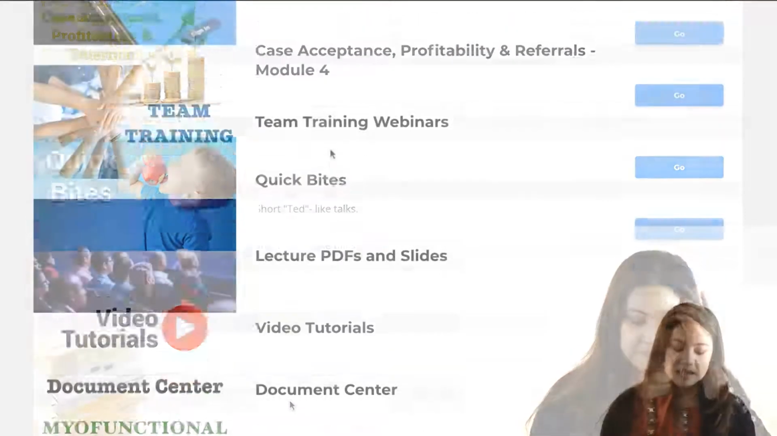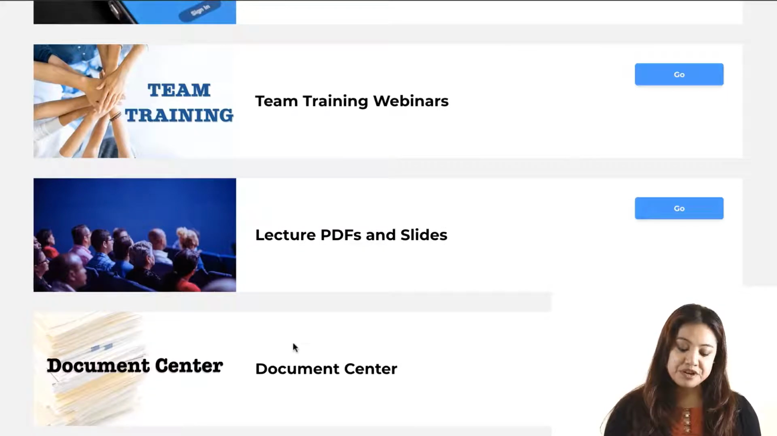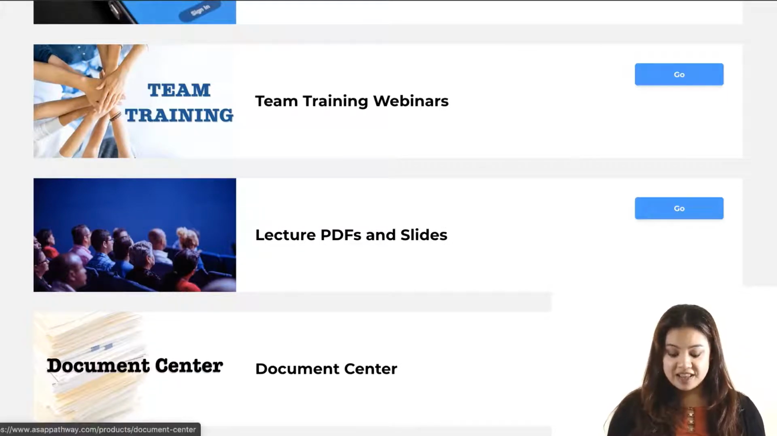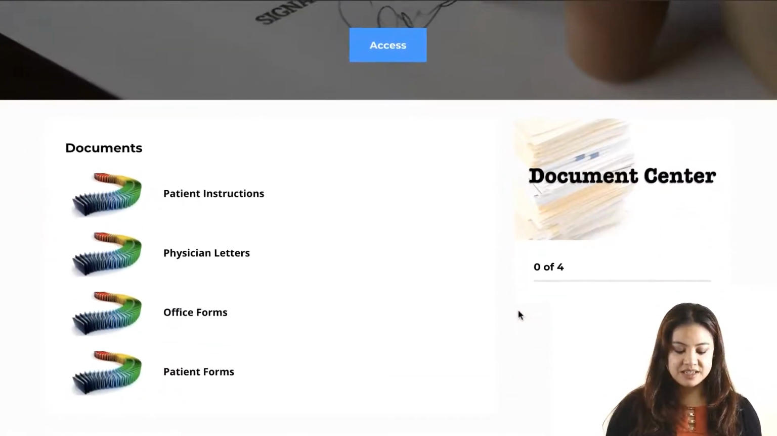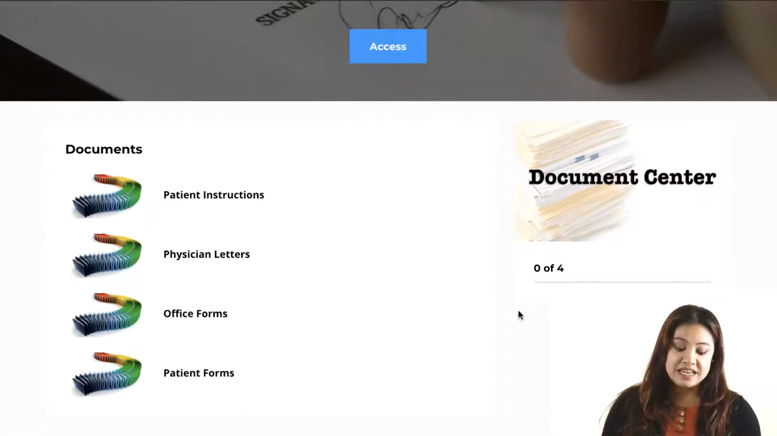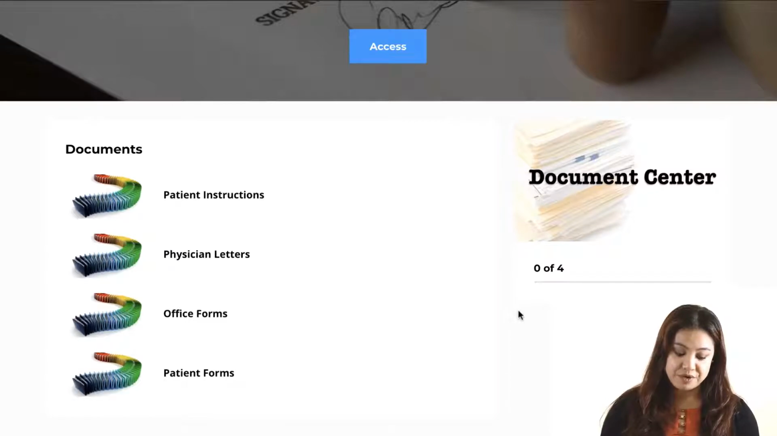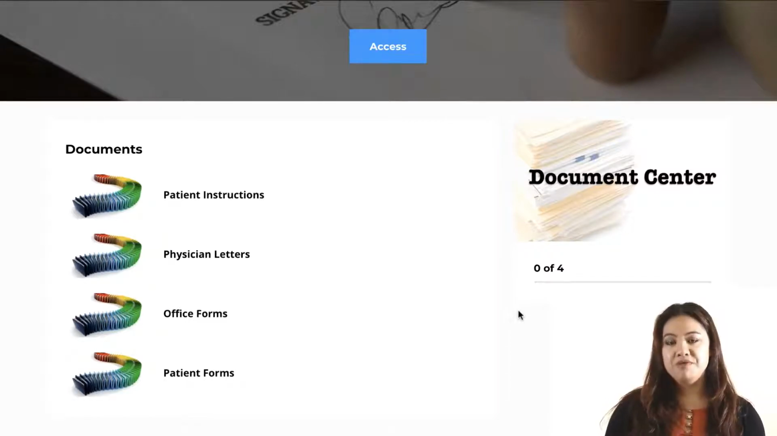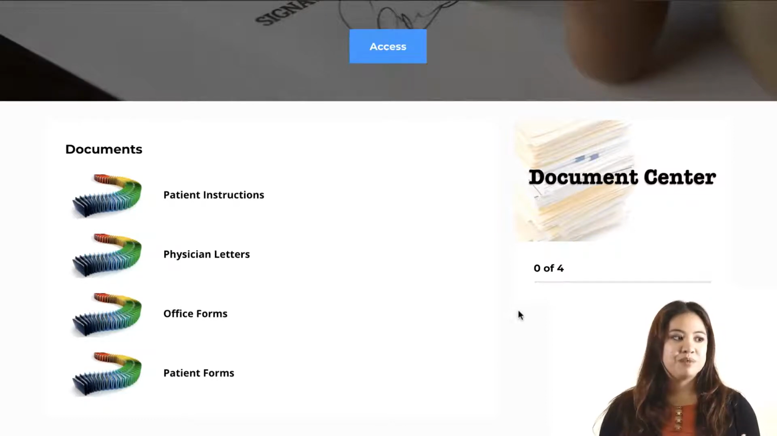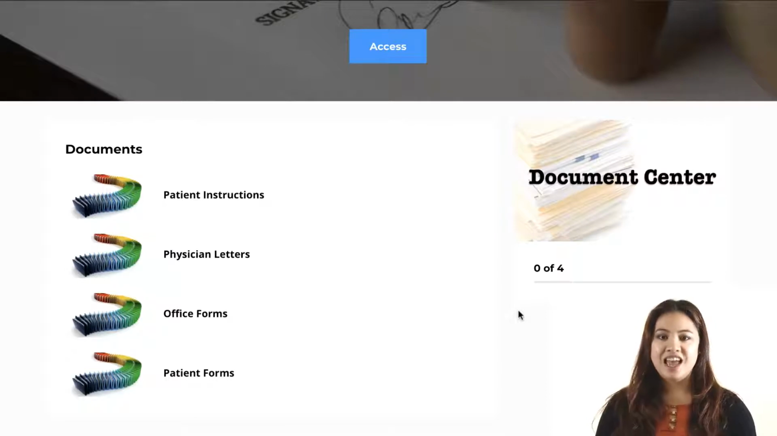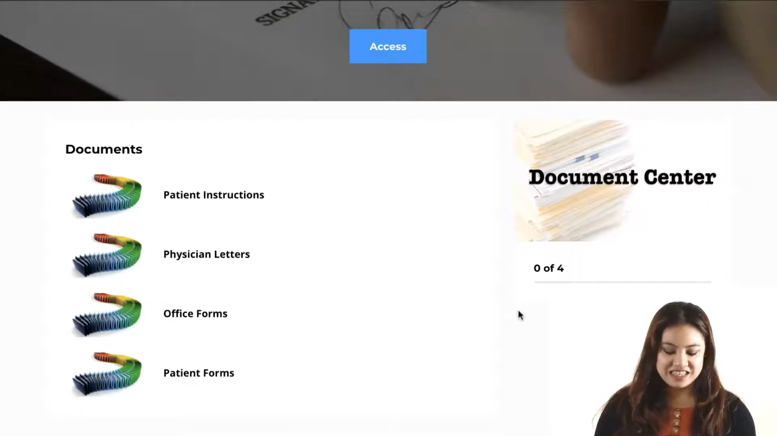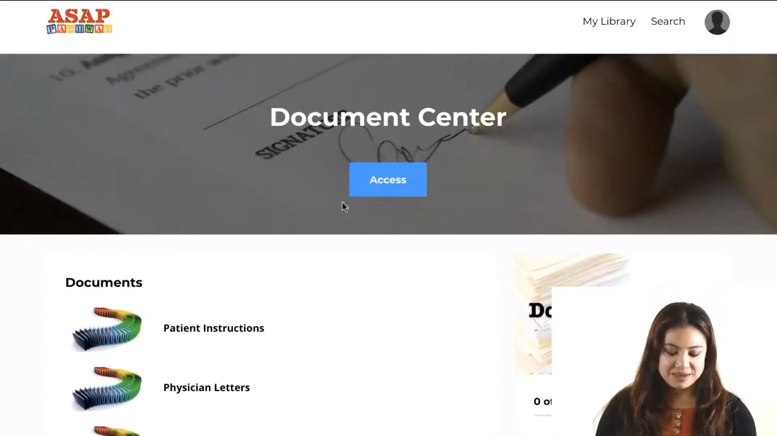Now, if you scroll down a little bit more, you're going to find the Document Center. The Document Center is divided into 4 sections: the patient instruction, physician letters, office forms, and patient forms. And here are all the forms that Tracy, Stacy, and I use in our practice. In fact, a lot of these forms, we've taken the best of all 3 practices and put together so that you're going to get the best of all worlds. So that is the Document Center.